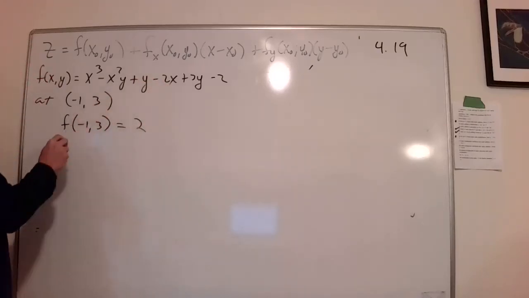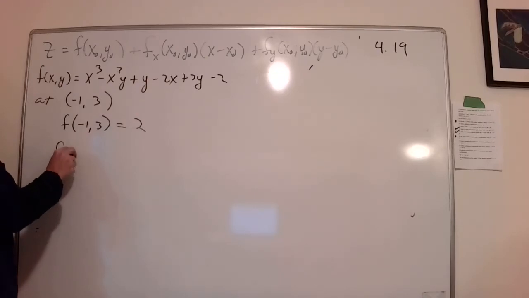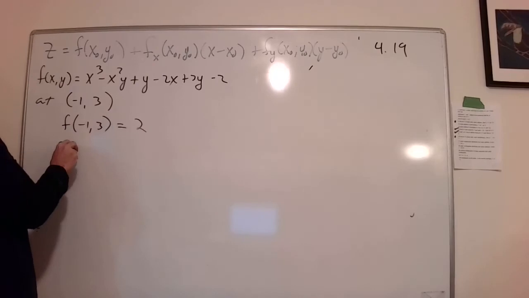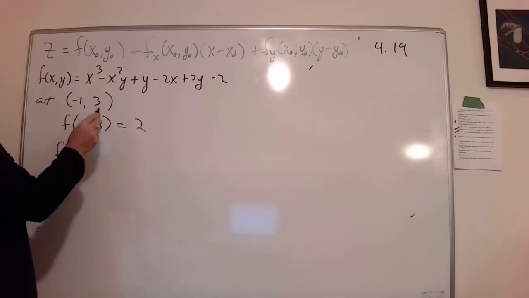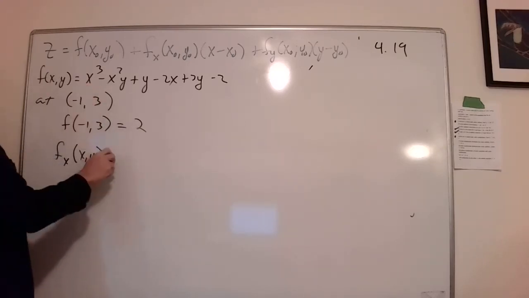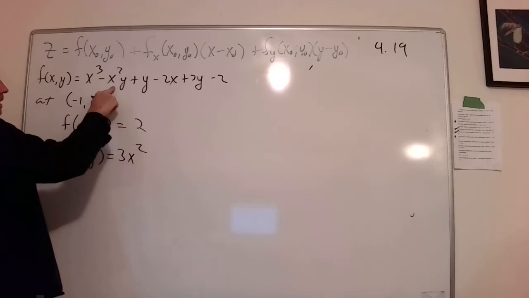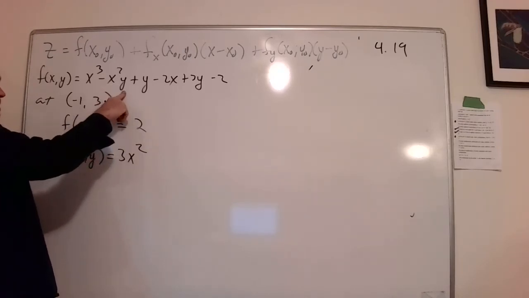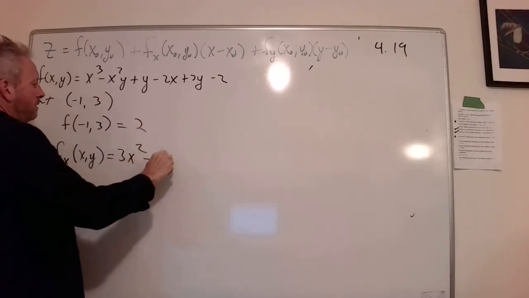Well, I need to find a couple of partial derivatives. So let's find the partial derivative of f with respect to x at that particular point. But let's just find the derivative first. With respect to x, so this is 3x squared. With respect to x, y is a constant. So the derivative of this chunk right here is just negative 2x y.